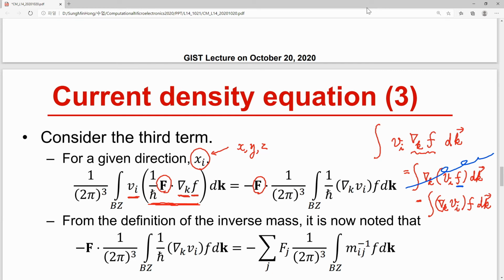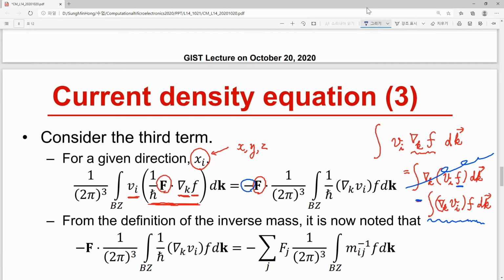However, this term does not vanish. So yeah, that is true. That's the reason why here we have a minus integration term, and here we have the minus integration of what? f times the gradient of v. It is nothing but the application of integration by parts. Okay.